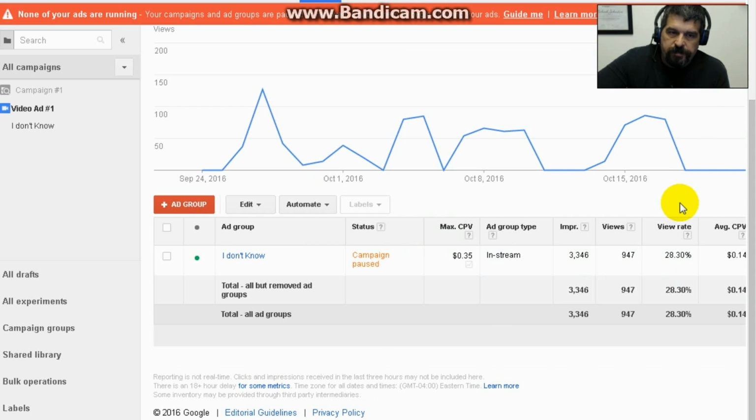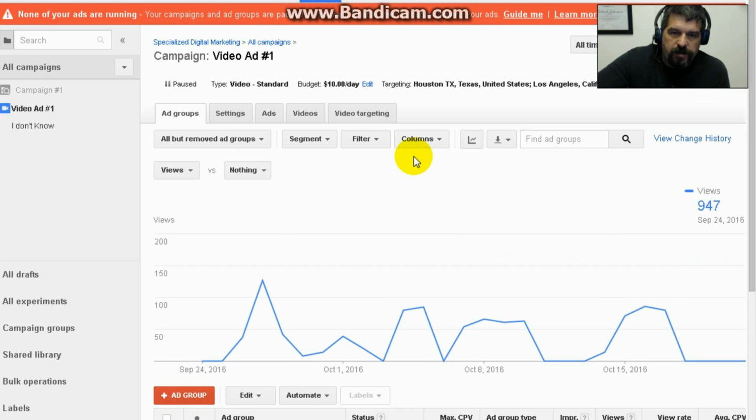So if we go over, you can basically see the settings up here. The budget was only $10 a day, targeting Houston, Texas, Los Angeles. We can look at these. These are the markets we picked.